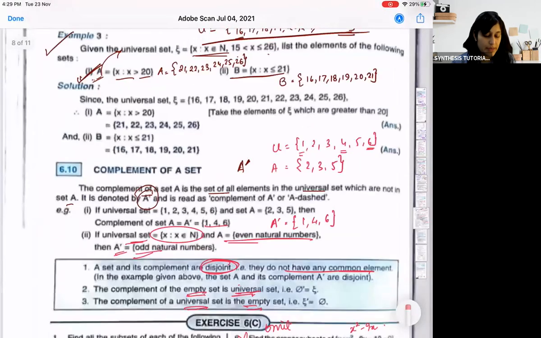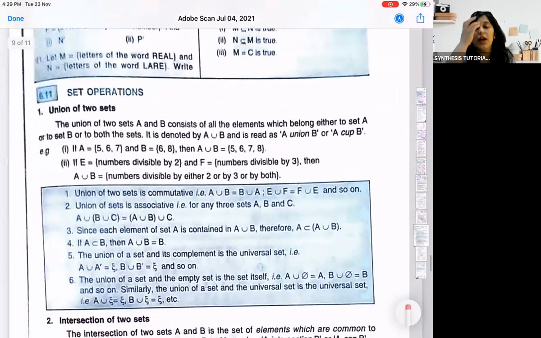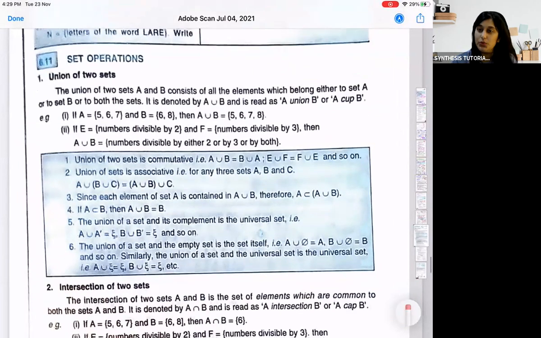So this is pretty easy actually. By now you are comfortable with sets, so you can actually make operations between two sets. Now what do you mean by union?